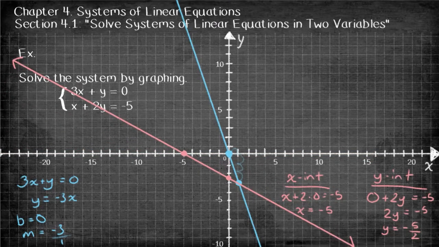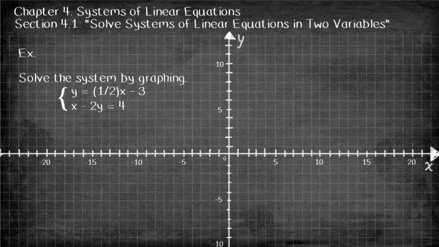Okay, and let's see. So the 2 lines intersect at this point here, which is the point 1, negative 3. And that means my solution is 1, negative 3. Okay, another example.